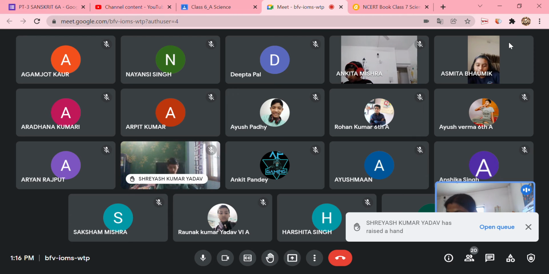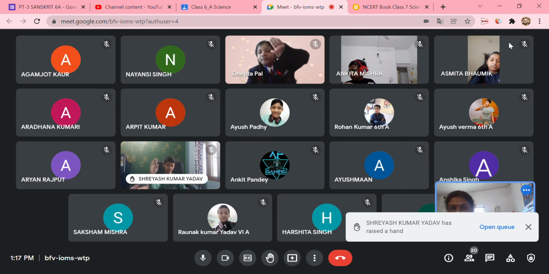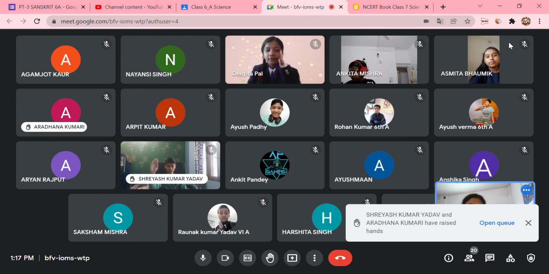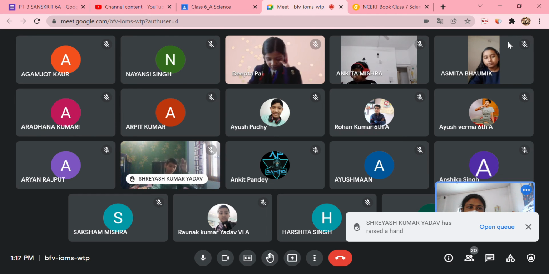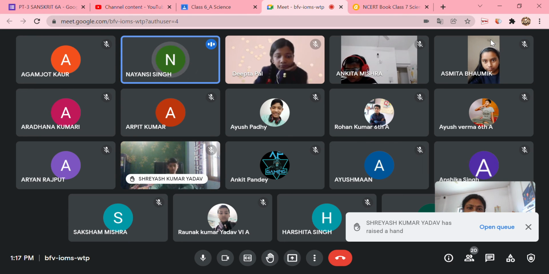Next, why does a lump of cotton wool shrink in water? What happens when a lump of cotton wool is put in water? Yes, Nancy. Ma'am, the lump of cotton wool shrinks in water because the air inside the cotton lump is replaced by water, which makes the layers stick together.